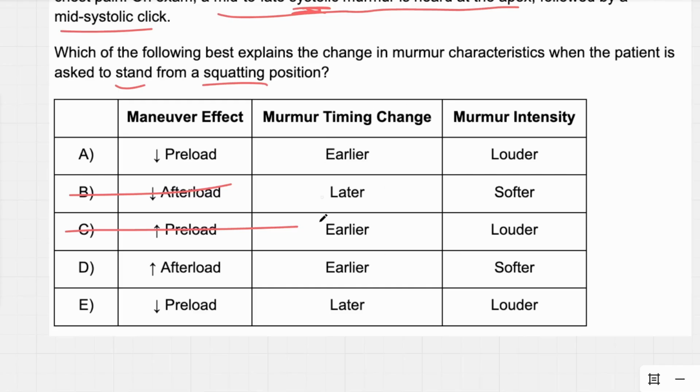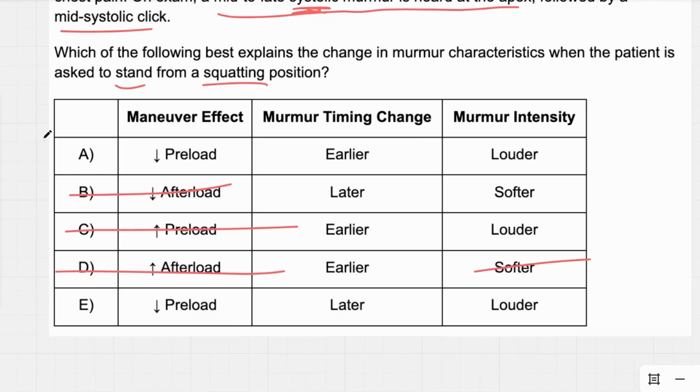Murmur timing and change. We didn't talk about this yet. Let's just assume that we don't know what this is. So go to the thing that you know. We talked about the maneuver. We know the murmur intensity is going to get louder. So we can cross off anything that says softer. Great. Okay. So now we are down to two. This is a great place to be. Even if you have no idea, it's either earlier or later. Just pick one, move on if you have no clue.